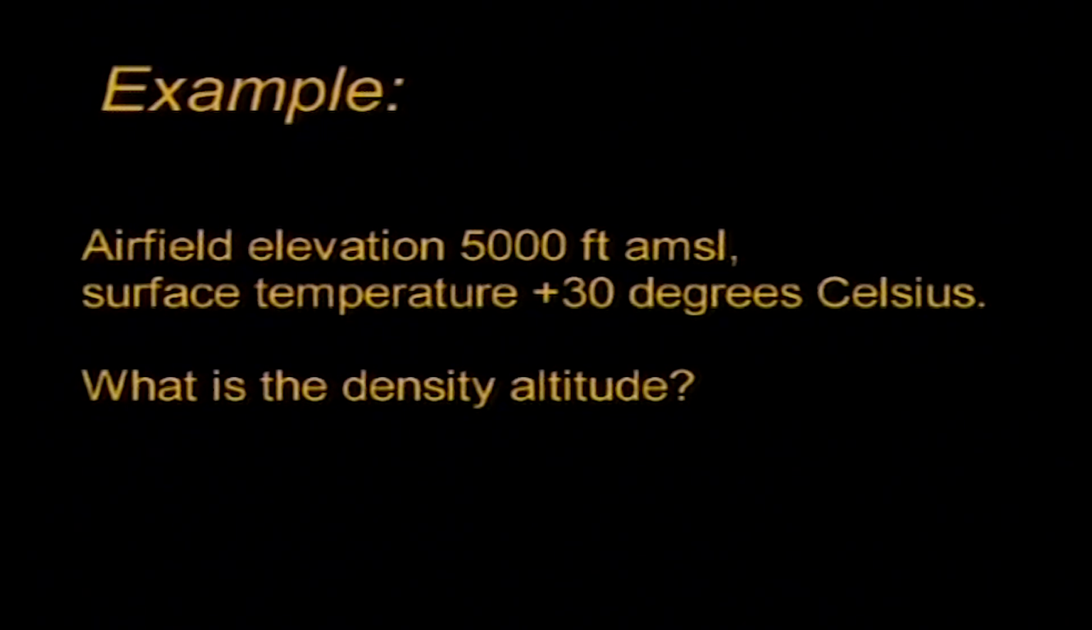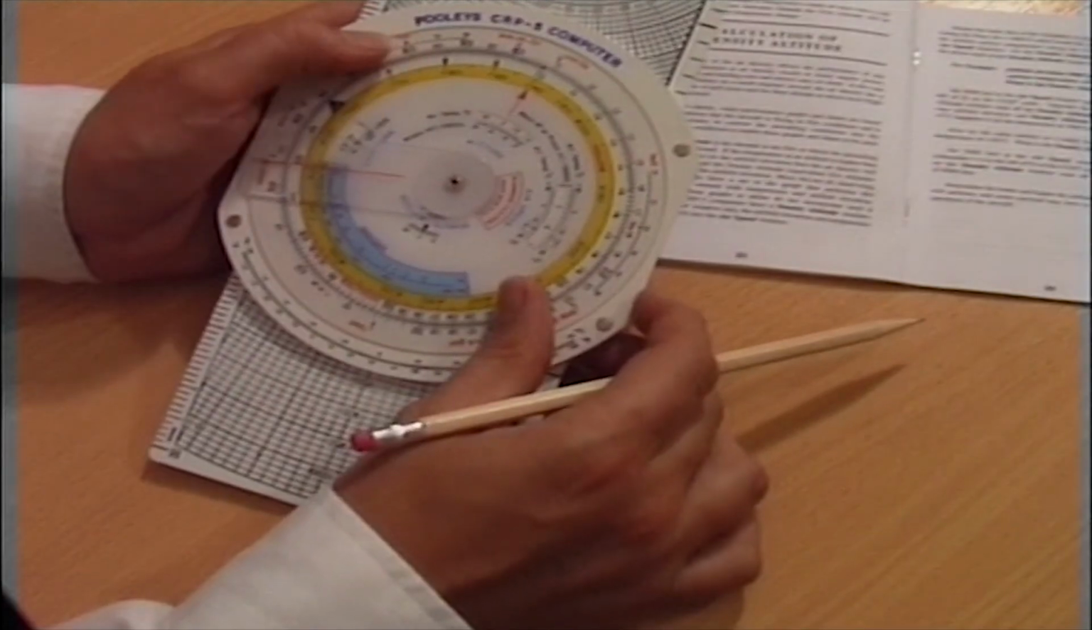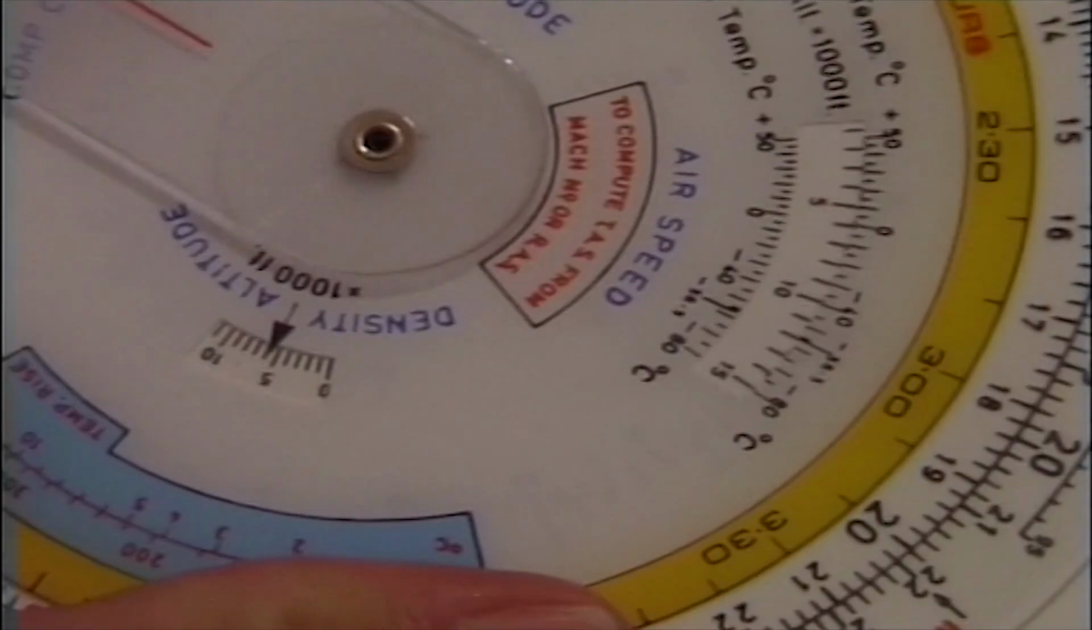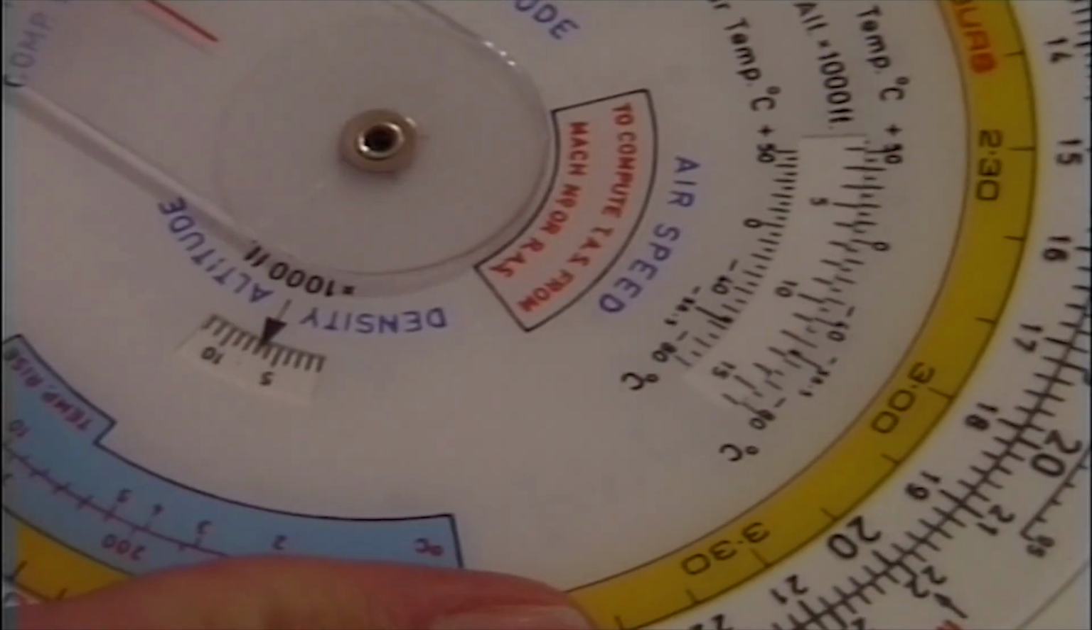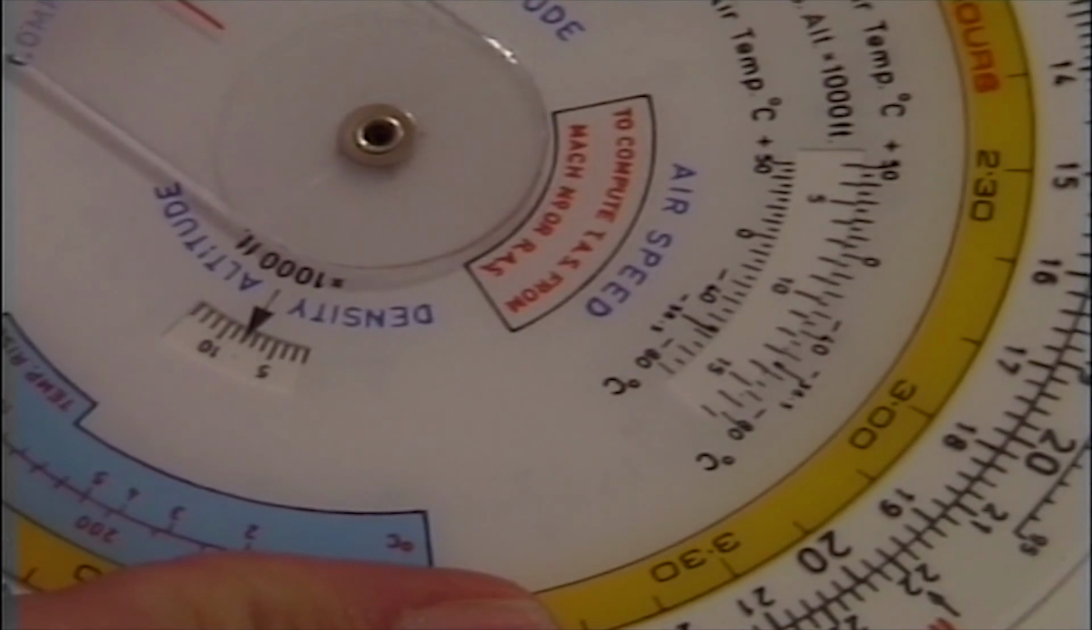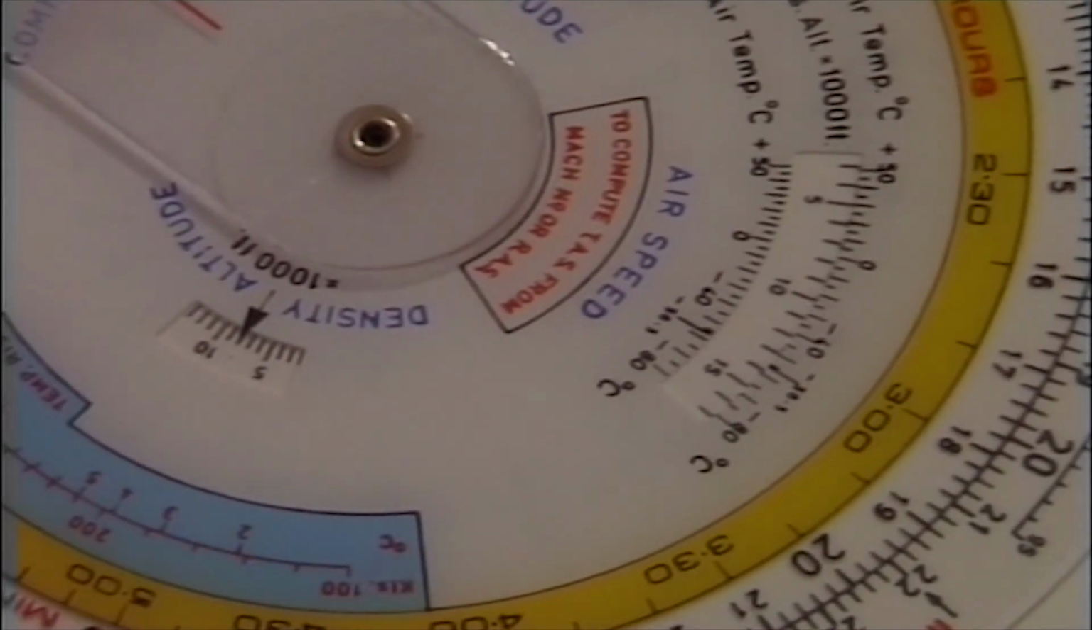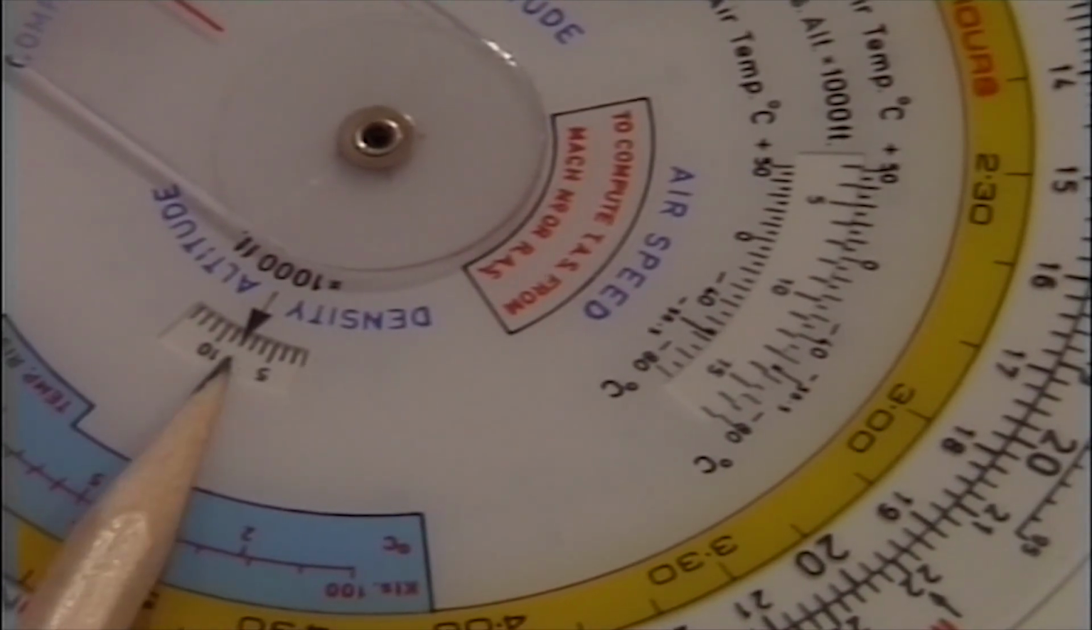Let's look at a warmer temperature of plus 30 degrees Celsius at the same pressure altitude of 5,000 feet. Line up 5,000 with plus 30 degrees Celsius in the airspeed window. 8,000 appears in the density altitude window.